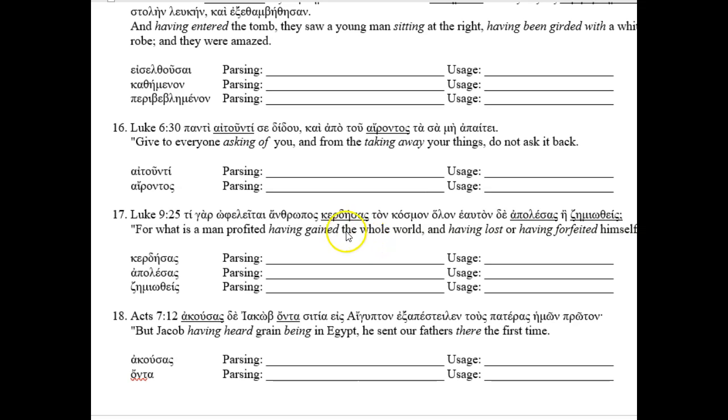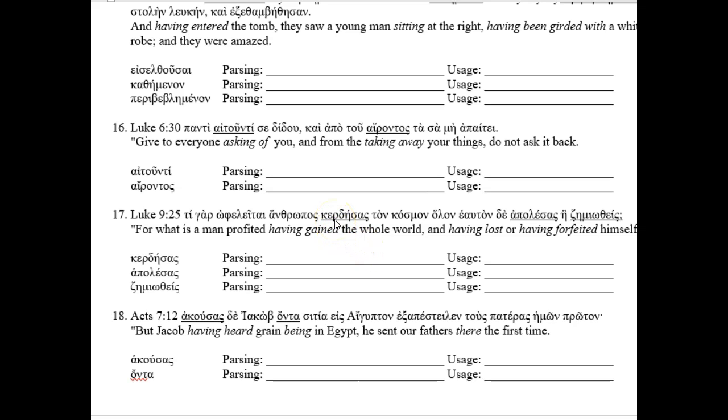Okay, number 17, Luke 9:25. Here we have three participles, kerdesas, apolesas, and zemiotheis. All of them are aorist. They're all masculine singular nominative. The first two are active, the last one's passive, so aorist active masculine singular nominative, the same here, and aorist passive masculine singular nominative.